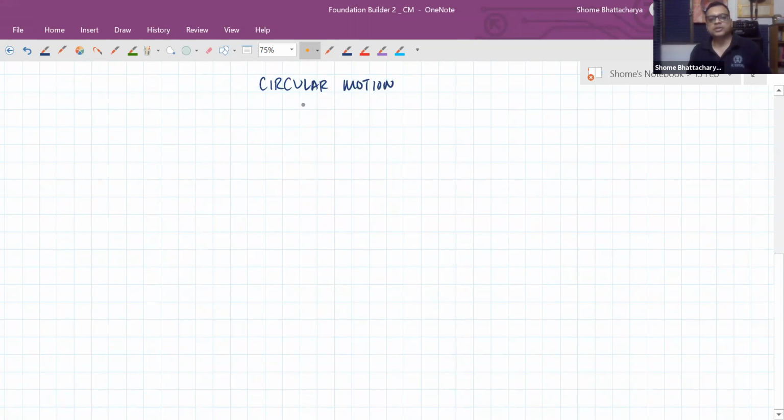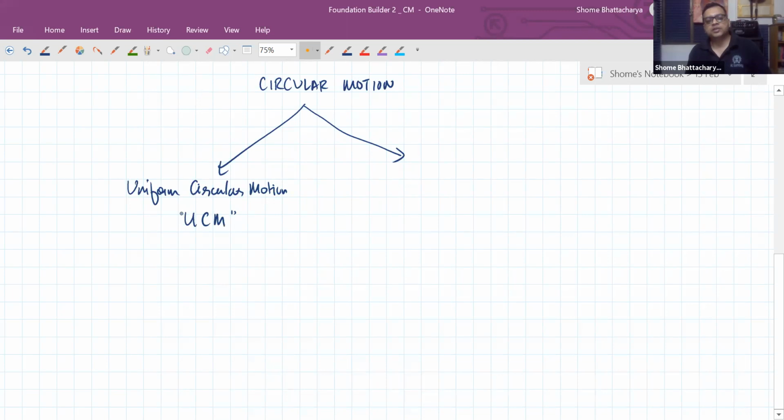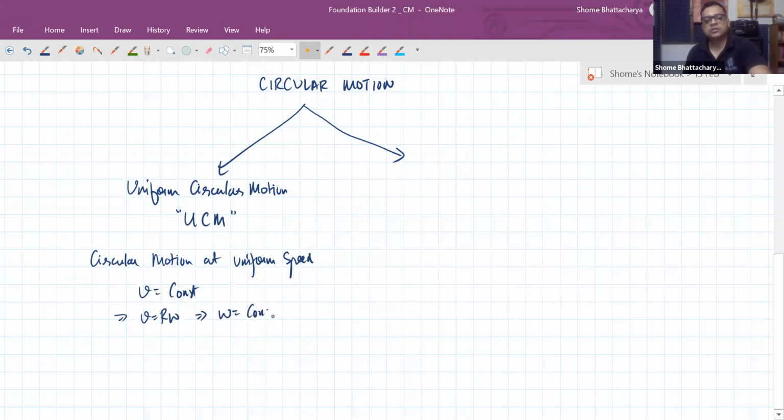We will do a classification of circular motion on the basis of whether the speed is uniform or not. So this is called uniform circular motion, or henceforth we will call it in short form UCM, because it's very common. Uniform circular motion means it is circular motion at constant speed, or uniform speed. So v is constant. That means omega is also constant. So if omega is constant, it means alpha is 0. So another definition of uniform circular motion is that it is circular motion at uniform speed, or therefore uniform angular speed, and therefore with zero angular acceleration.